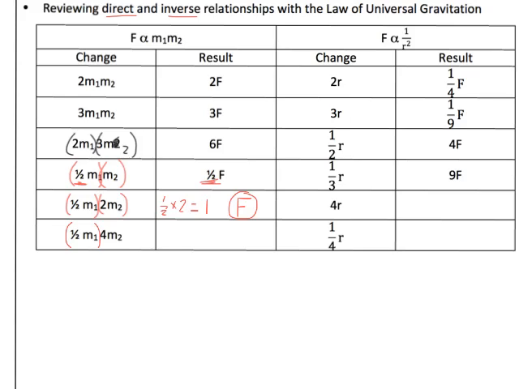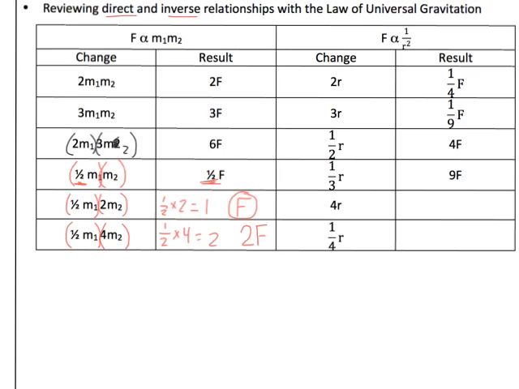The next one, if I were to cut one of the masses in half, and I were to quadruple my second mass, to figure out the effect that would have on the force, I would simply multiply those two coefficients, 1/2 times 4, and this gives me a 2. What that does is it tells me that those two effects combined are going to end up doubling what my original force was.